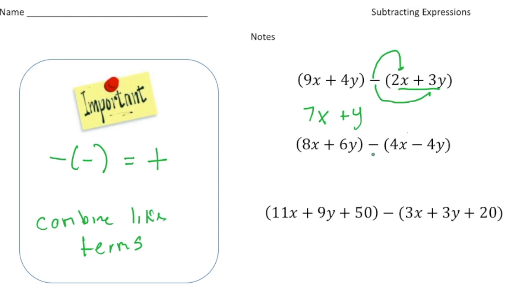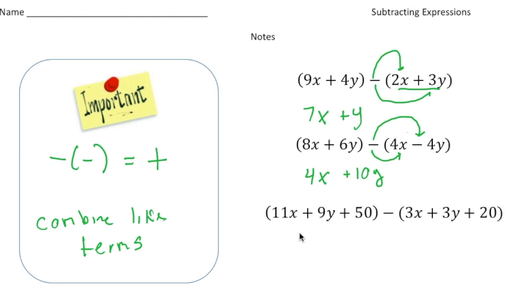The next one we have 8x plus 6y minus 4x minus 4y. So again, we're going to take away a 4x, and then this time we're going to take away a negative 4y. So 8x minus 4x is 4x. But 6y, when we take away a negative 4y, remember when you subtract a negative, it's the same as adding, right? So this is really going to be a 6y plus 4y, which adds up to 10y. So again, when you subtract a negative, it's the same as adding.